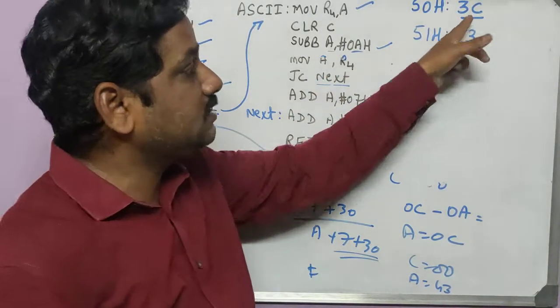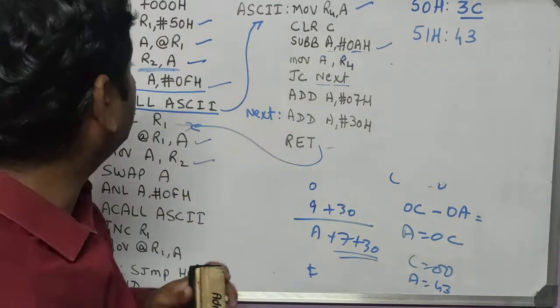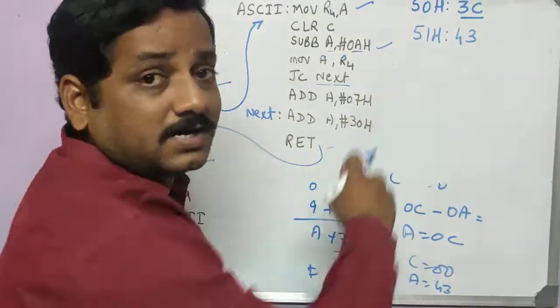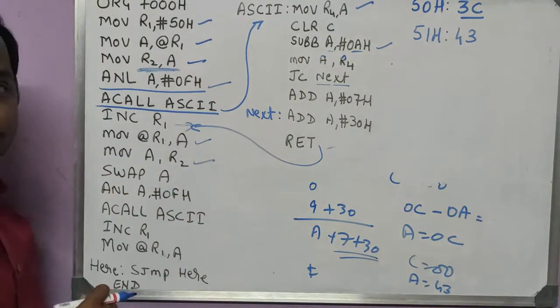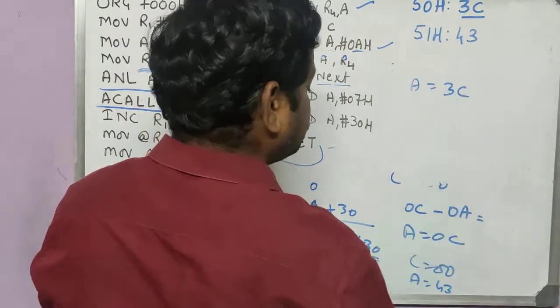So we have that 3C in R2. So I will call it back. Here I have written that line: how to get back that value? MOV A, R2. R2 is having the result, the data 3C, that we got into the accumulator. So now you can say again the accumulator is having 3C.